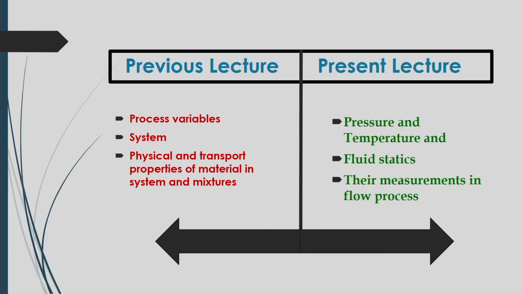So, under this module 2, today we will discuss more about process variables like pressure and temperature of flow processes. We have discussed in the previous lectures some process variables and their principles, what a system is, even physical and transport properties of material in systems and mixers. In this lecture, as an extension of that part, we will learn something more about process variables like pressure and temperature, fluid statics and their measurement in flow processes.